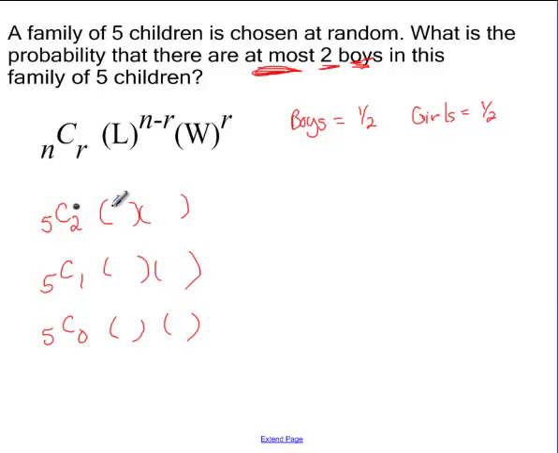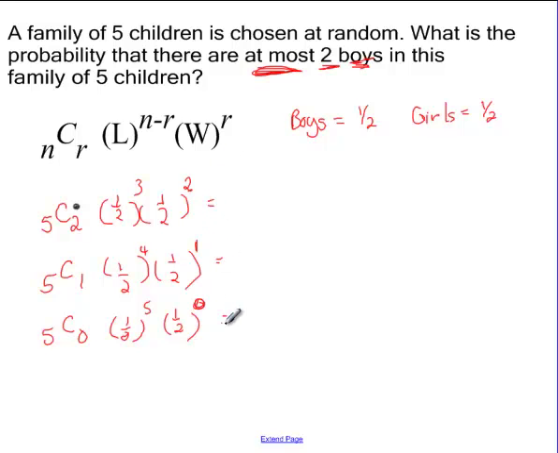Losing probability, 1/2, 1/2, 1/2. Winning probability, 1/2, 1/2, 1/2. Okay, I want 2 boys. I want 1 boy. I want no boys. All right, if I have 2 boys, 5 kids total, 3 have to be girls. 1 boy, 4 must be girls. No boys, all 5 must be girls. And you see the nice little patterns we have going here? 3, 4, 5, 2, 1, 0. 1 goes up, 1 goes down.